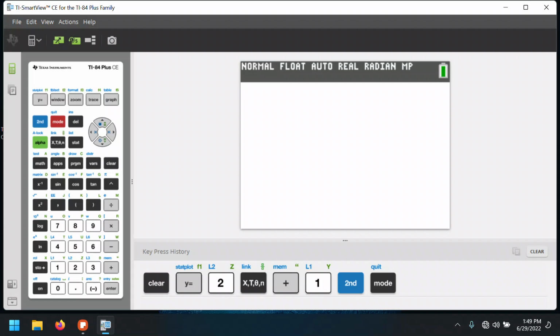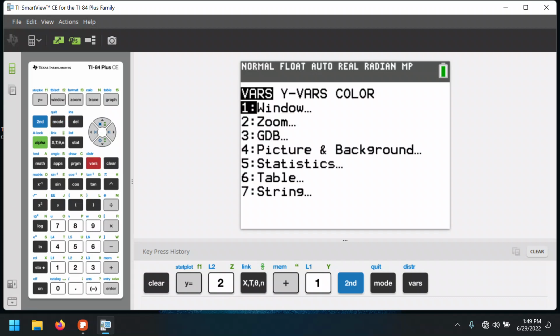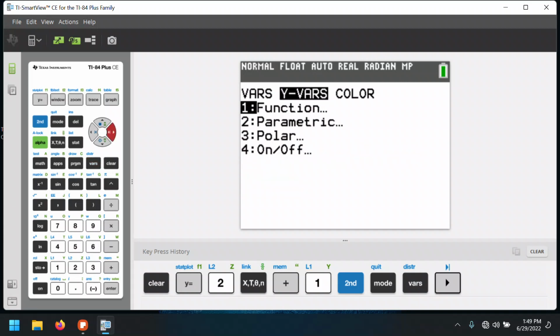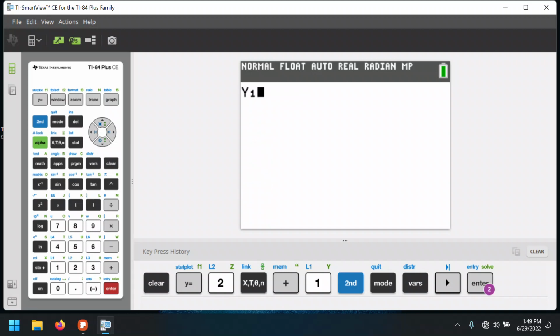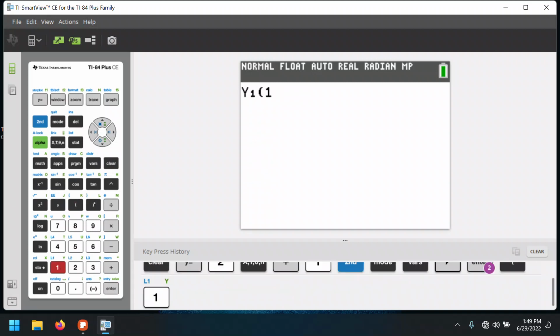Our function that we type contains a variable. Go to vars, then click 1 to the right to the y vars, and then function is highlighted. Click enter there, and we will select our y1. So y1, open parentheses, type the number 1, which is what we did before. That is, we're evaluating the given function we just typed at x equals 1. And that's the result that I got by hand initially.